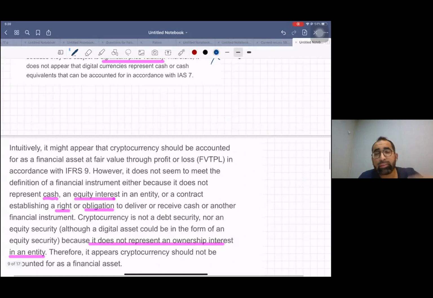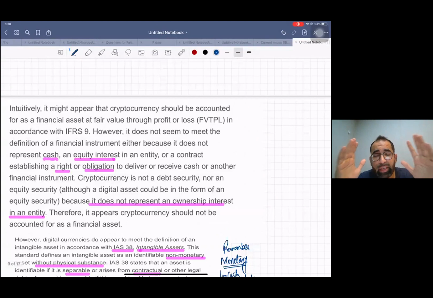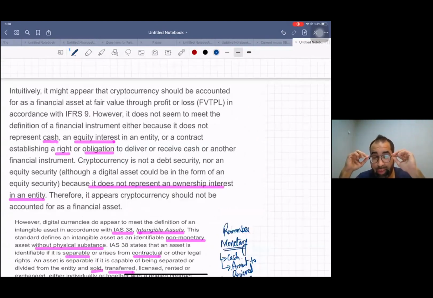Now, some people think it's a financial instrument. Again, a big no. It's not a financial instrument. I hope you remember the definition of financial asset. Financial asset is cash. It's not cash. Financial asset is right to receive cash. Receivable. It's not receivable because you don't have a contract with the third party that you will get the cash. There is no surety. There is no contract.